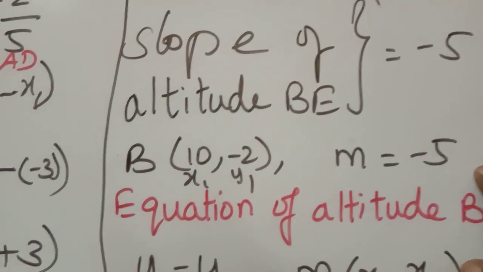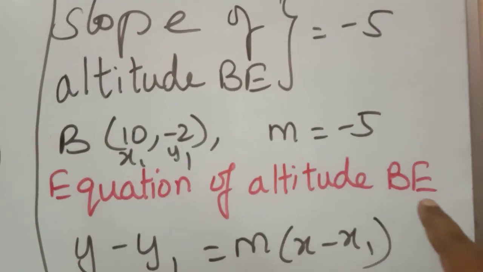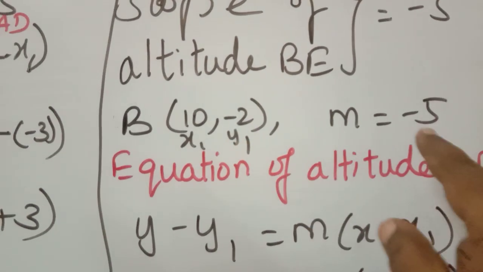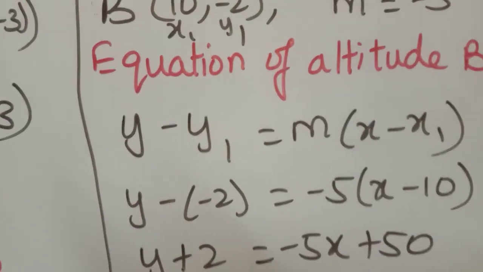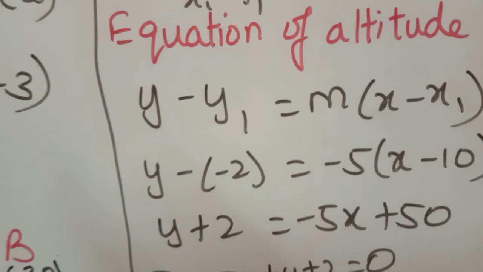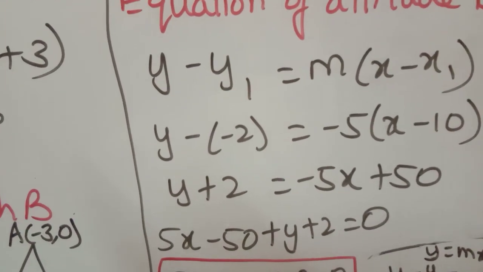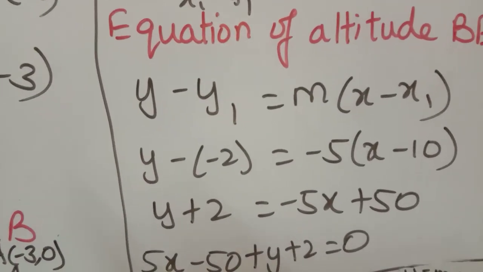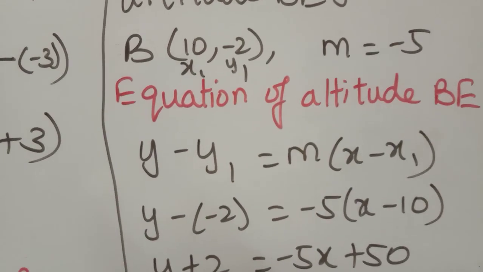The slope is there, and the point B is there, so we find the equation of altitude through B using the formula y minus y1 is equal to m into x minus x1. So y minus (-2) is equal to minus 5, x minus 10.